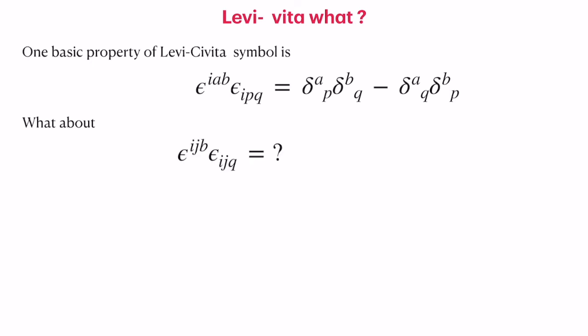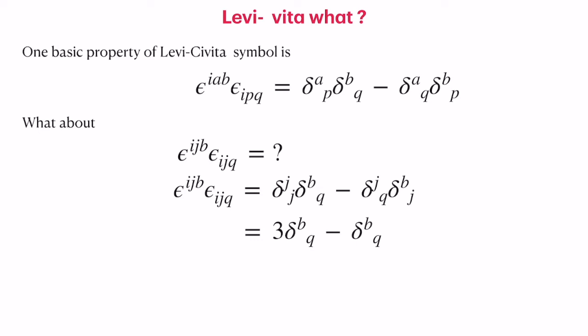From the above, we can also get epsilon ijb into epsilon ijq. We have to take the dot product between a and p. Take this relation directly, replace p by j, and in the same way replace a by j, and then simplify. Delta jj is equal to 3 in 3 dimensions, and delta bq remains the same, and then the contraction between two deltas gives delta bq as well. So this leaves 3 delta bq minus delta bq, which is equal to 2 delta bq. We can also show that epsilon ijk into epsilon ijk is equal to 6. Contract this identity and we can easily reduce it, because delta ii is equal to 3.